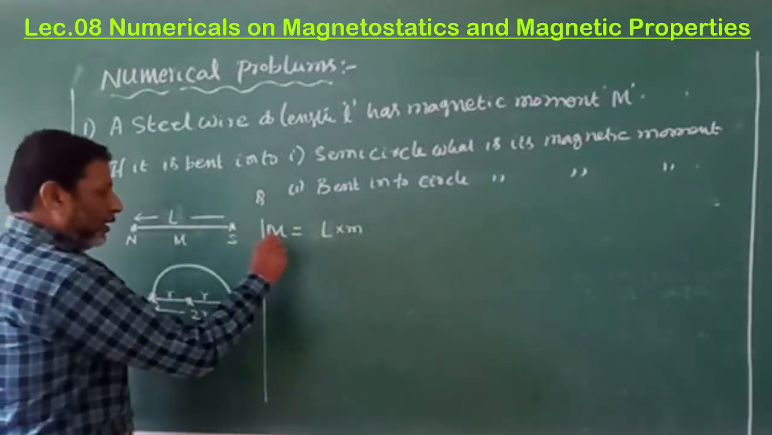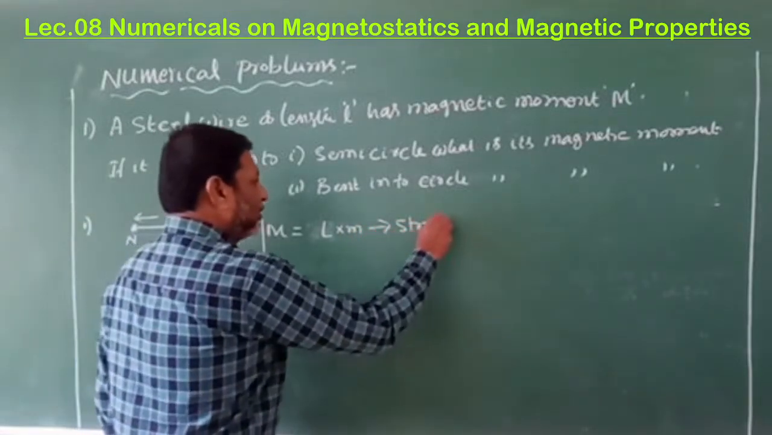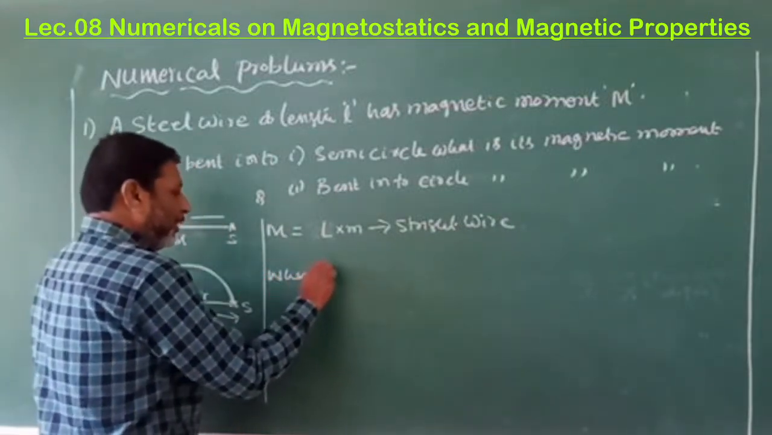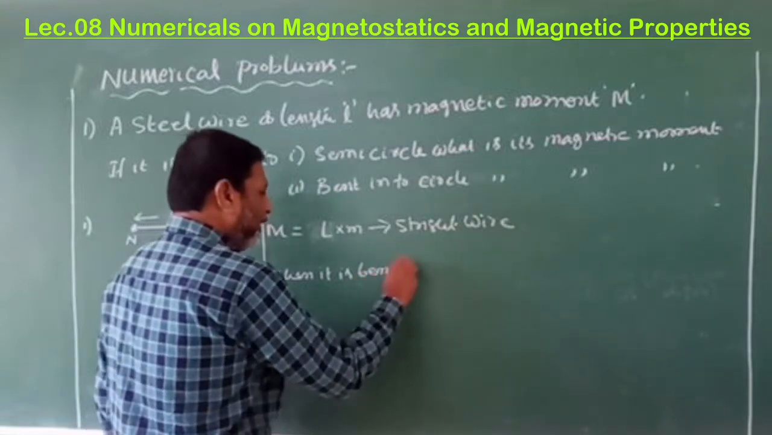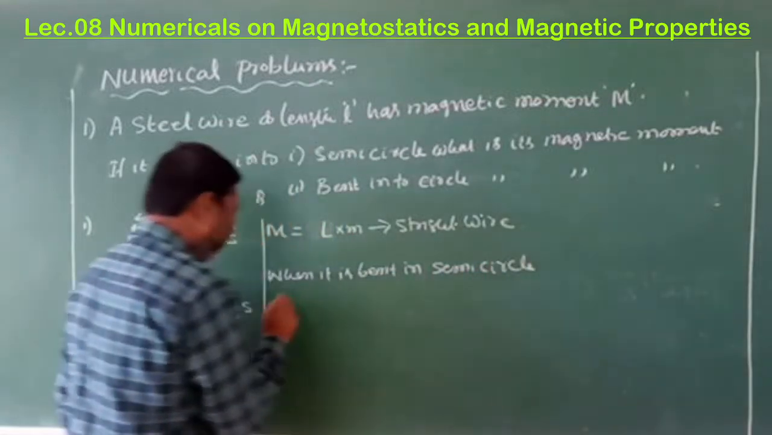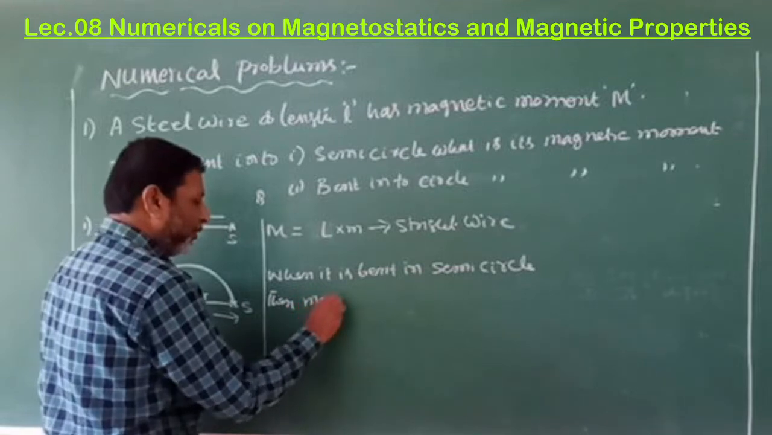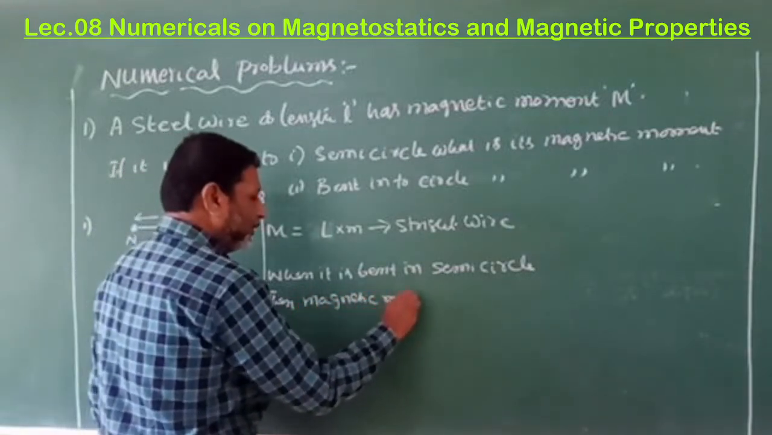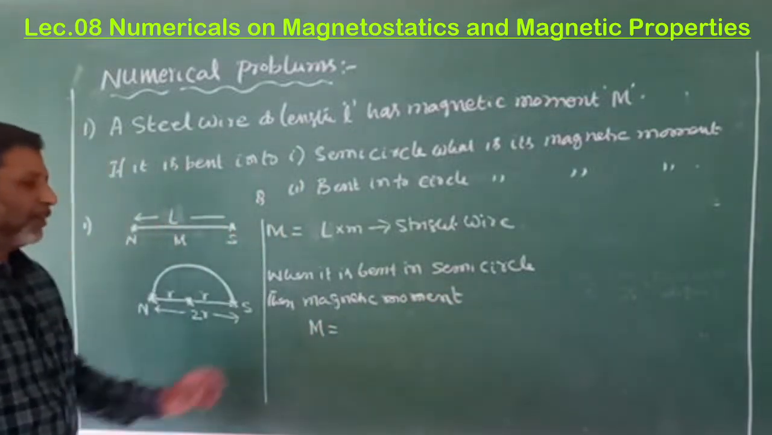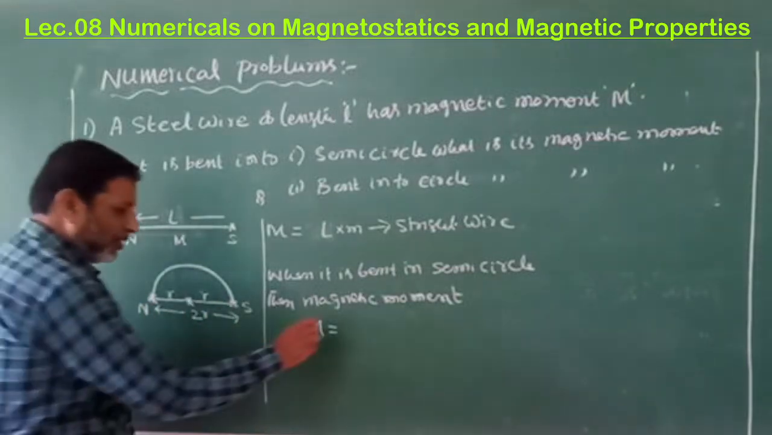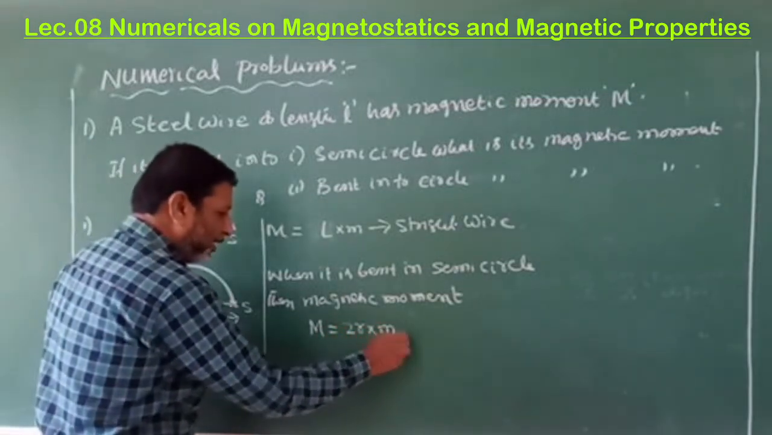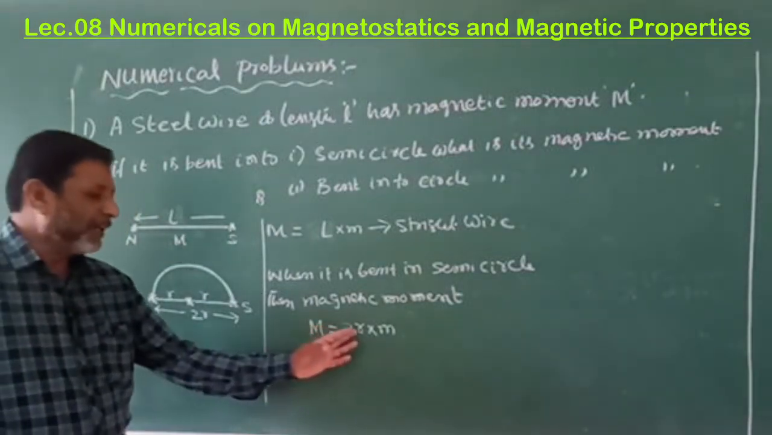Therefore, here it is a straight wire. Now, when it is bent in the form of a semicircle, then the magnetic moment, this capital M, is equal to, the general formula: the distance between the two poles, which you can take as 2r, where r is the radius, into the pole strength m. Now here, you calculate the radius value.